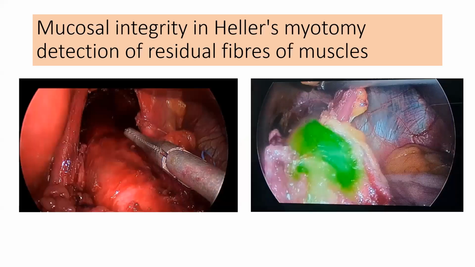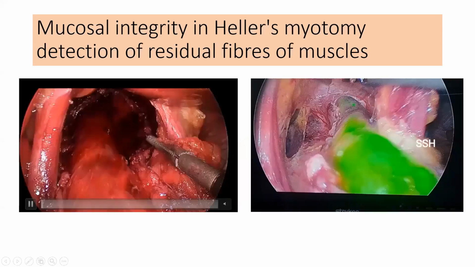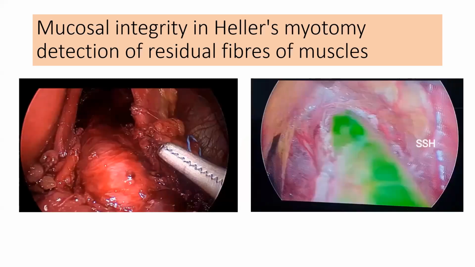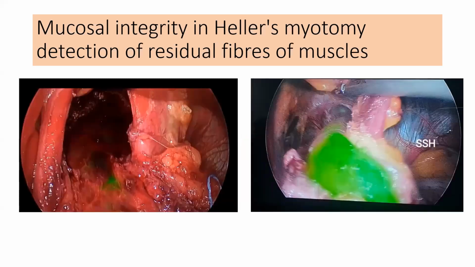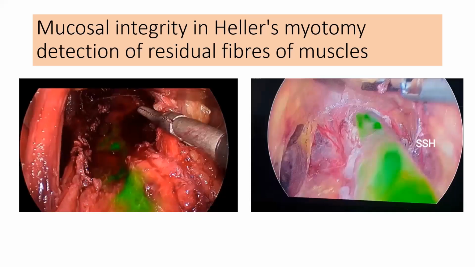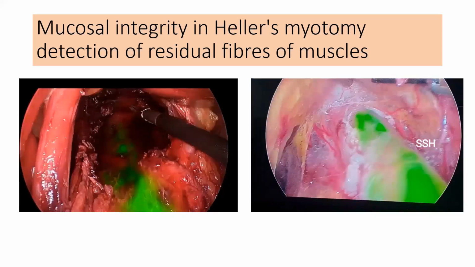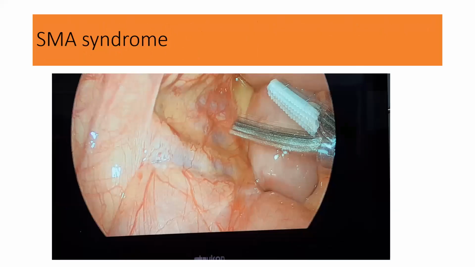Then we can see the mucosal integrity in the Heller's myotomy. You can see in the first video, the complete mucosal tube is seen beautifully, but we wanted to see whether any fibers are remaining there or if there is any leak. In the second video, you can see how that can be done. The dye can be instilled directly into the esophagus with the help of a Fugo tube during this procedure, and you can see the complete mucosal tube very well. In one patient we had a leak which was not visible by white light, and that leak was identified with the help of ICG, and we could manage that.